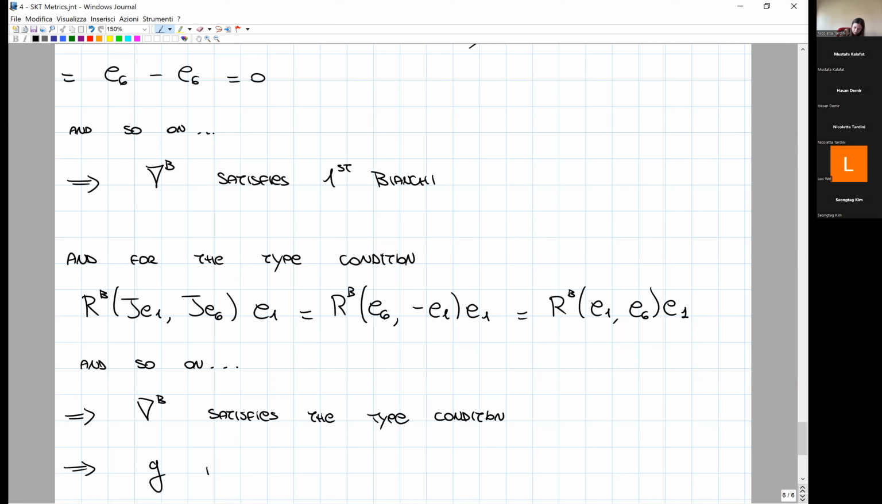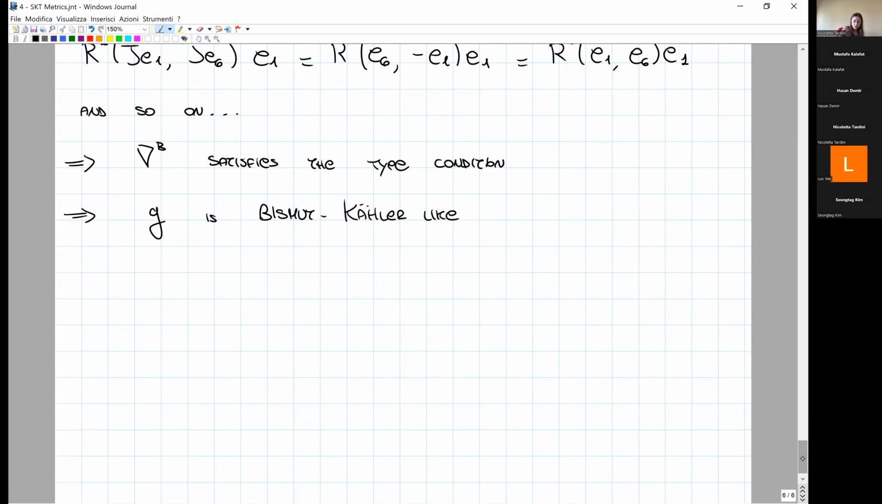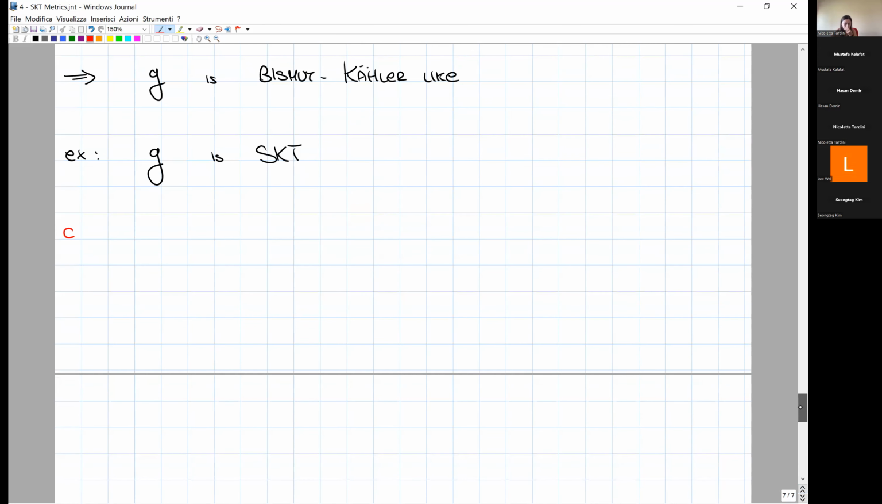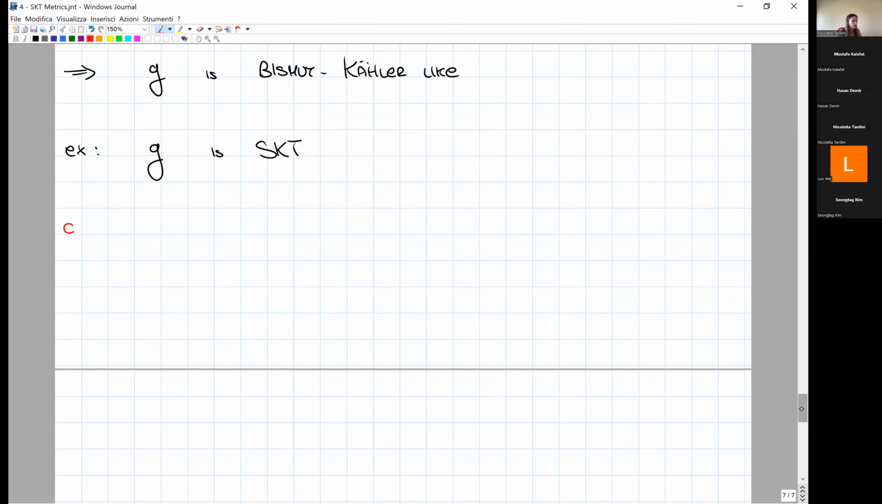So G is Bismuth Kähler-like. And if you want, as an exercise, you can check that G is actually SKT. It's an SKT metric. Why am I leaving this as an exercise? Because we will see the relation between Bismuth Kähler-like and SKT metrics, okay? So it will not be really important to do the computation right now, okay? But you can check this as an exercise.